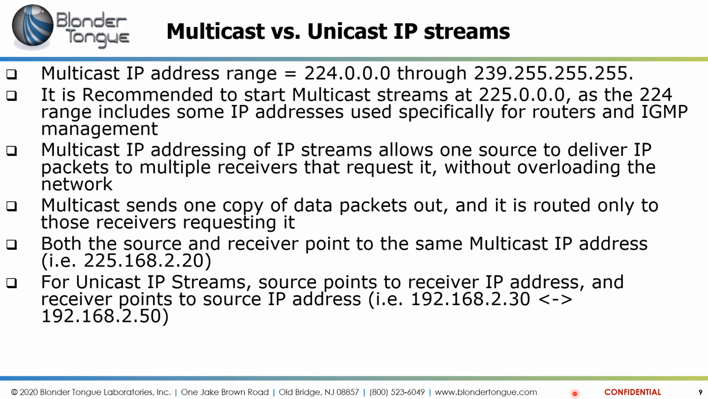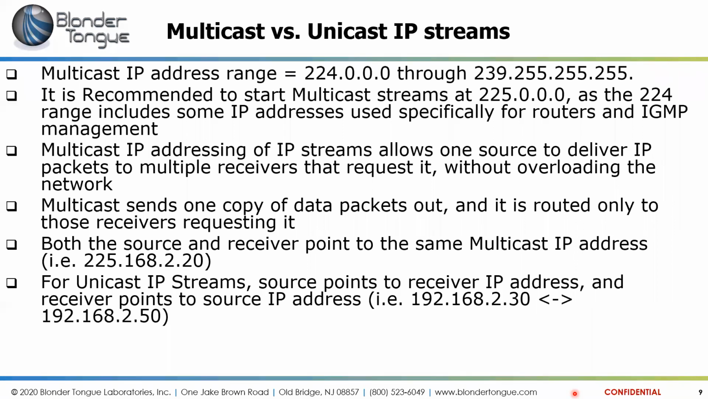So again, multicast sends one copy of the data packets out. It gets routed only to those receivers requesting it. Both the source and the receiver point to the same multicast IP address. So 225.168.2.20 is in the multicast range. I would set my destination IP on my encoder or transcoder, whatever the source device is, as 225.168.2.20, as well as setting an appropriate port number, such as 50,000 or 5,000.